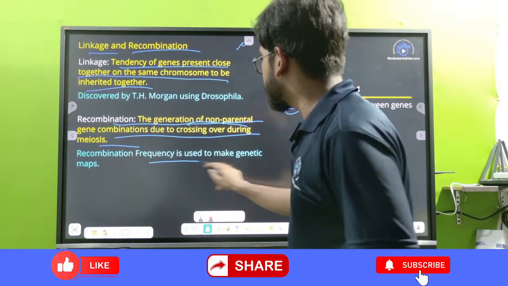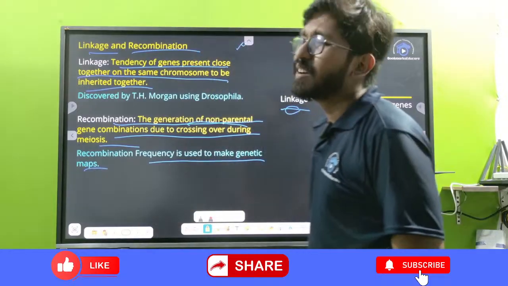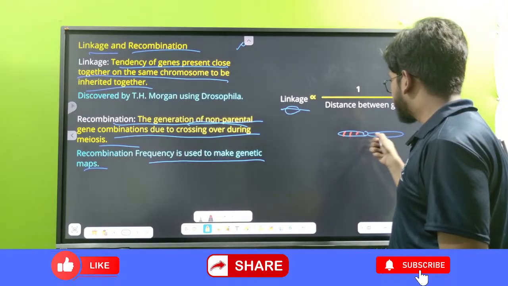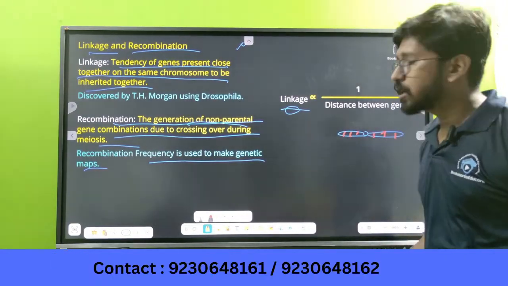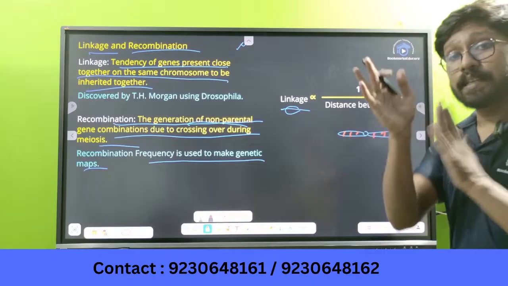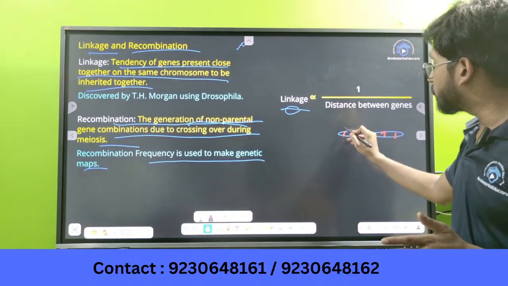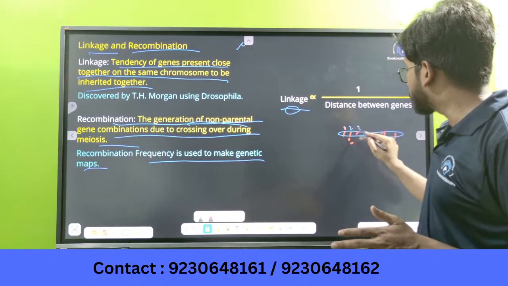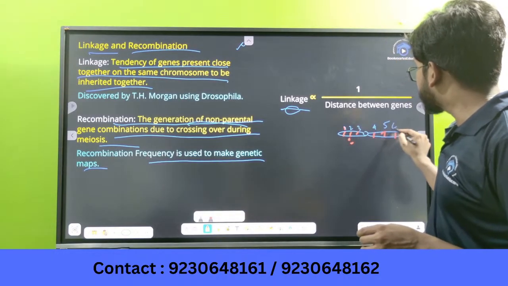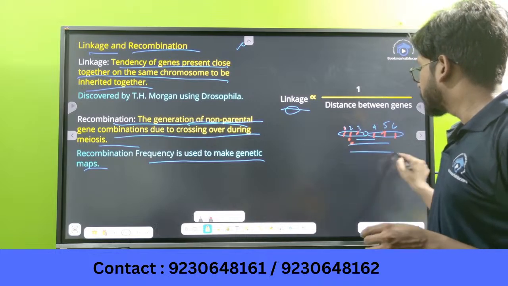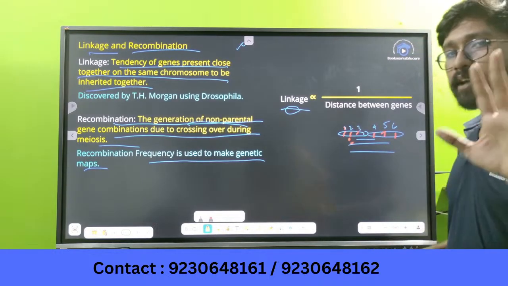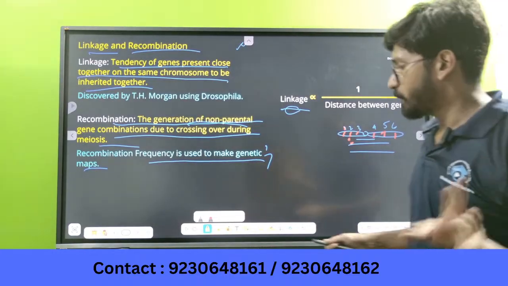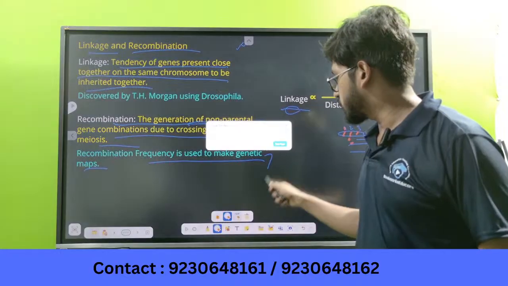So recombinant frequency is used to make genetic maps. What is that? Again, for example, you have various linked genes and recombination. You can calculate their distance. मतलब जीन नंबर 1 से 2 से 3 से 4 5 6 कितना दूरी में है. Okay, that you can calculate. You don't have the mathematics yet, you just have to know the process. So I'm telling you, math we will study in a few further classes.